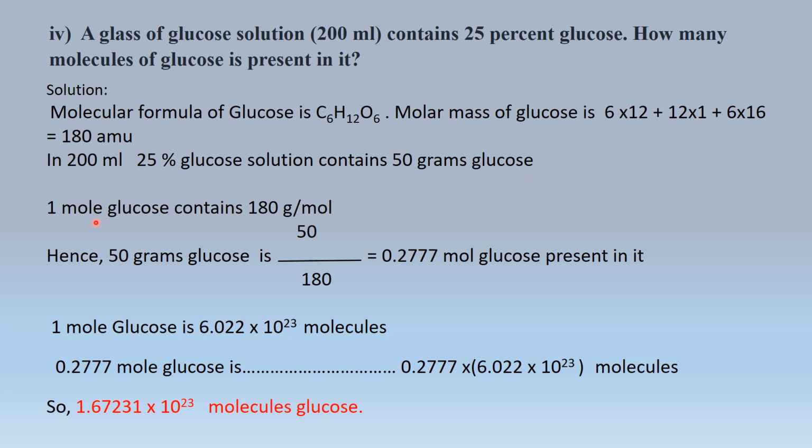1 mole of glucose contains 180 gram. So 180 gram is present in 1 mole, and 50 gram is present in this much mole. 1 mole of glucose is about the Avogadro number of molecules. So this much mole gives this many molecules, that is 1.67231 into 10 to the power 23 molecules of glucose.